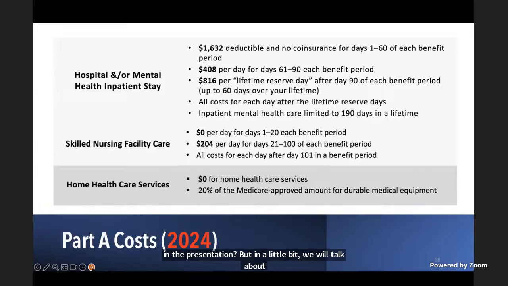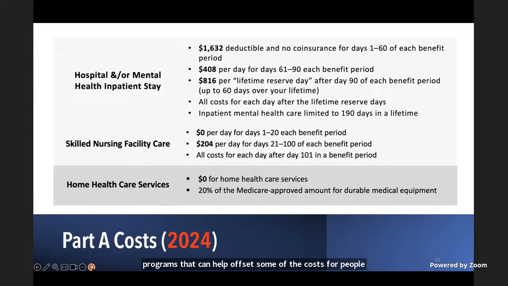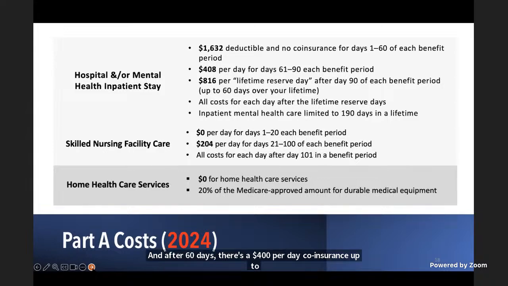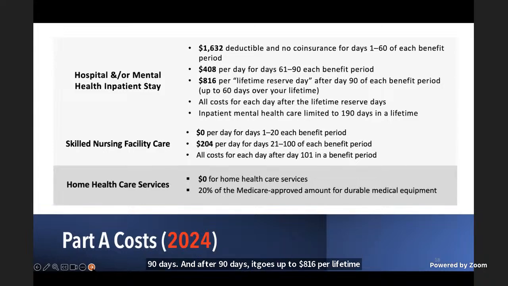And then after 60 days, there's a $400 per day coinsurance up to 90 days. And then after 90 days, it goes up to $816 per lifetime reserve day. So again, these are 2024 numbers. I expect the 2025 numbers to be kind of in line with this, but there's an asterisk on this slide.